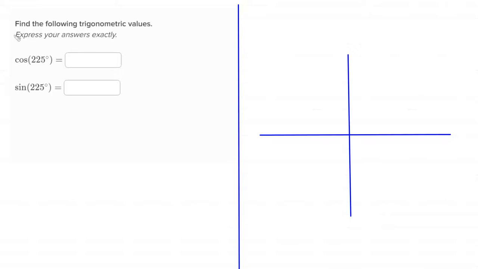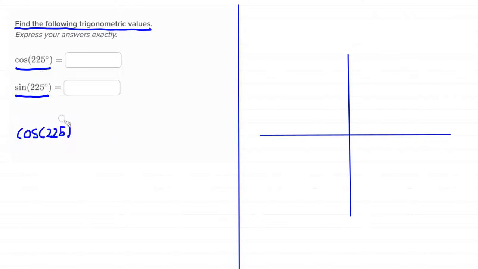So in this video, we're going to find the following trigonometric values: cosine of 225 degrees and sine of 225 degrees. We're going to simplify cosine of 225 degrees first.